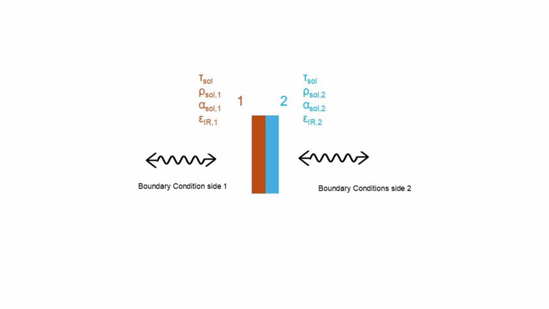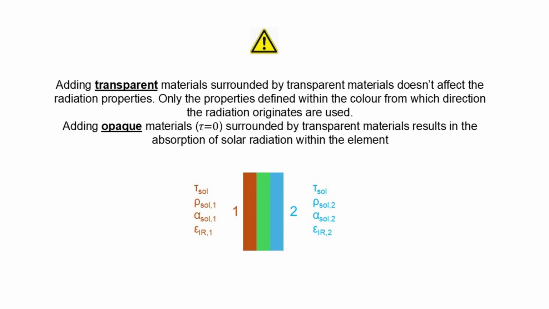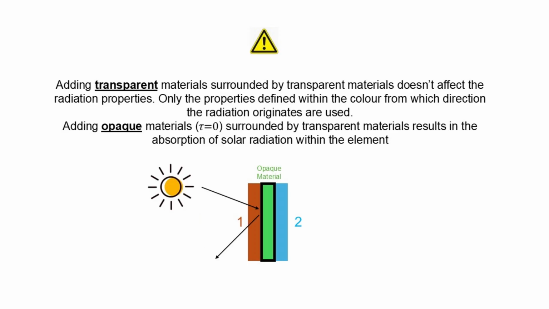In Physibel software, the material properties defined for a color are taken from the side where radiation originates and remain active until the next boundary is reached. This means that inserting a transparent material between other transparent materials does not alter the radiation behavior. Only the properties defined for the originating side are used. So we could add any number of glass or layers between these two panes of glass. However, if an opaque material is inserted between transparent layers, solar radiation will be absorbed and reflected within that element.